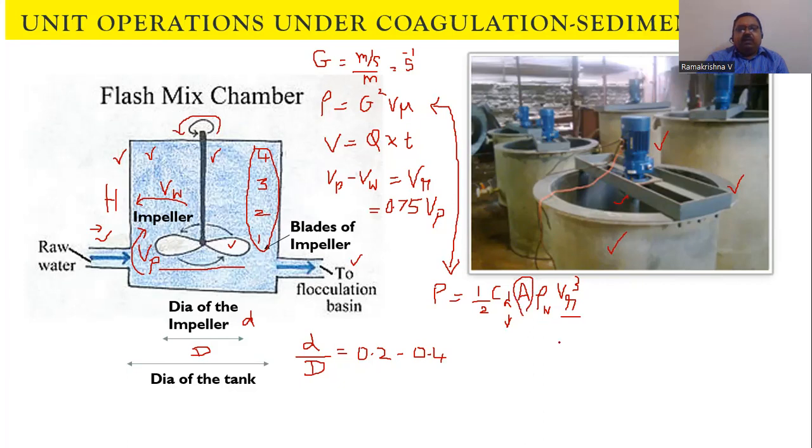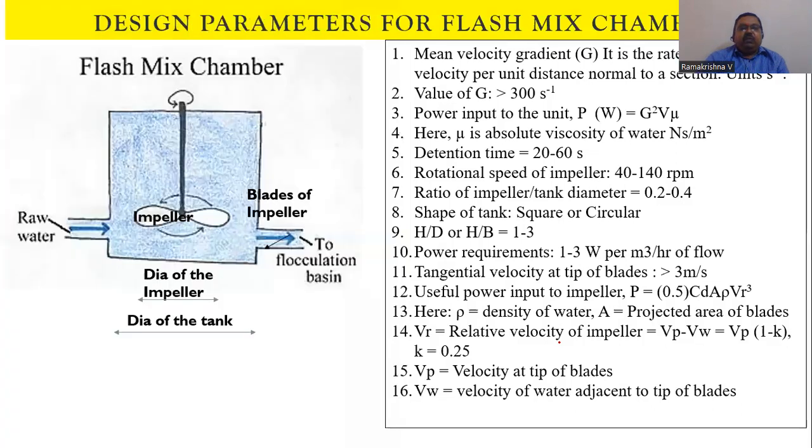Once you have the area of the paddles, the number of paddles you can assume as 2, 4, 6. Accordingly, we will go for the sizing of the paddles. We'll quickly look at the design parameters as well as a small example. So now you can see here the configuration of a flash mix chamber, and subsequently the design guidelines.